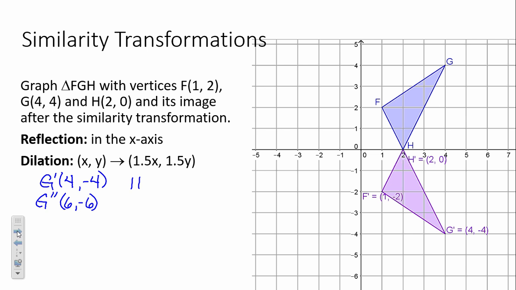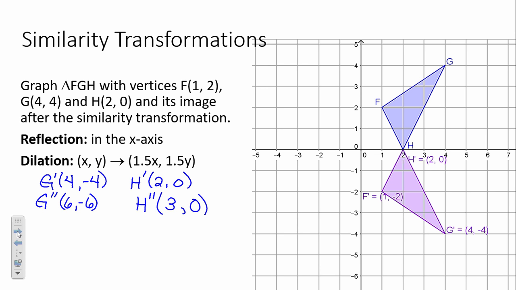H prime was at 2, 0. If we take it times 1.5, what's 2 times 1.5? 3. And 0 times 1.5. So H double prime is 3, 0. So plot that and label it H double prime. It didn't move much.